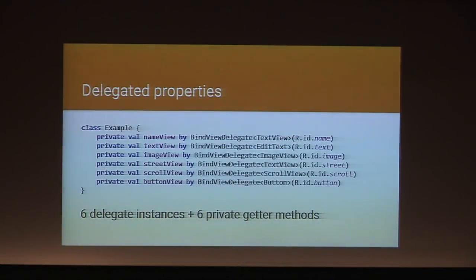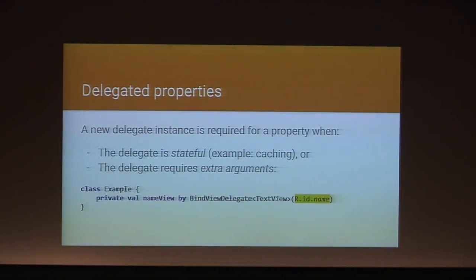For example, let's say you have an activity where you declare six views, and you bind the views using a Butterknife-like delegated property. Then you're going to end up here with 6 delegate instances and 6 private getter methods added to your DEX file. So if you really want to optimize that, you can also try to avoid creating new delegates, because the delegates are also objects, of course.